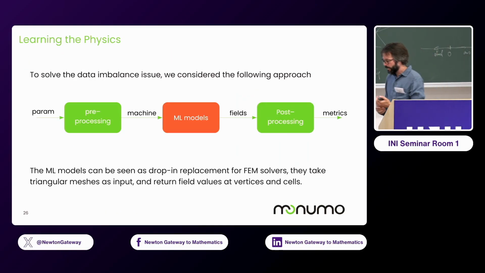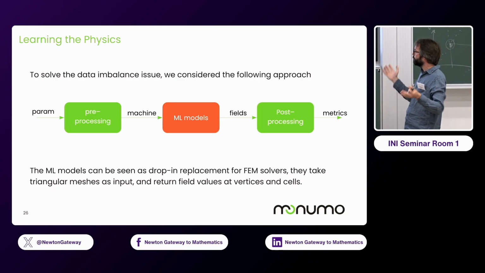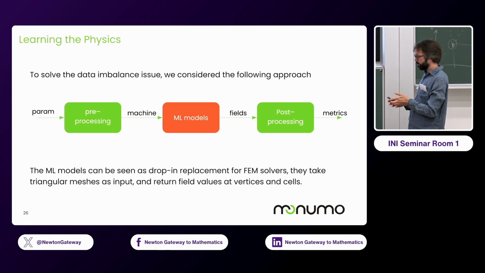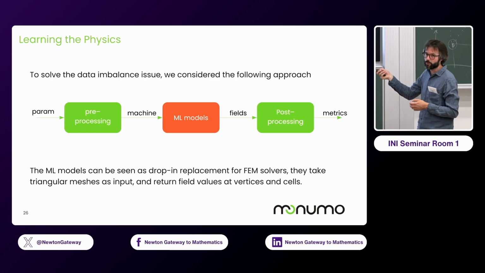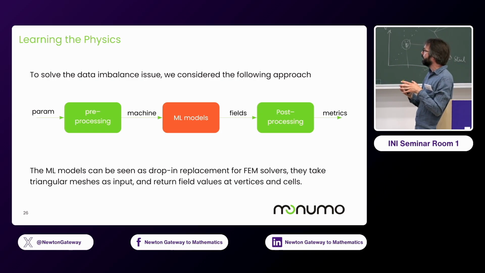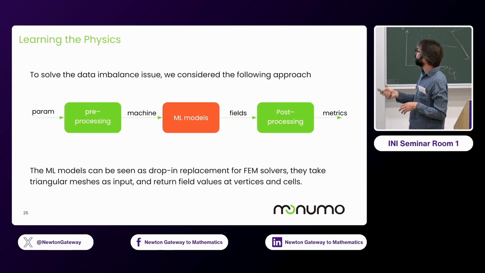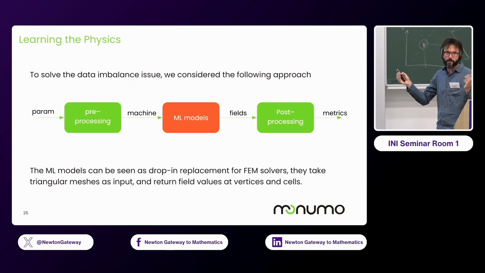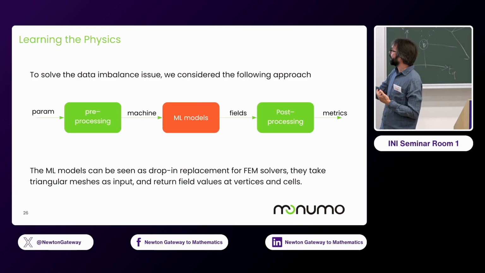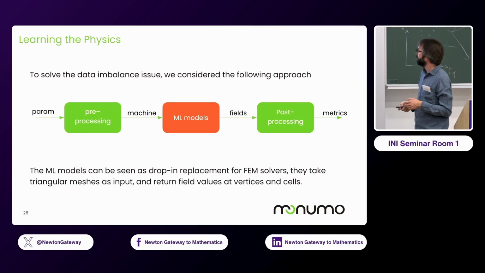So the direction we took was not to try to fit an end-to-end machine learning model, but to just emulate the finite element solvers, to replace this core bit of the simulation. The pre-processing is all code, we know how to do that. This is also something we can re-implement with an auto differentiation library. But the difficult part is this one. Can we replace the finite element solvers with machine learning models? The idea is to have them as drop-in replacements, so they take the same inputs and produce the same outputs.